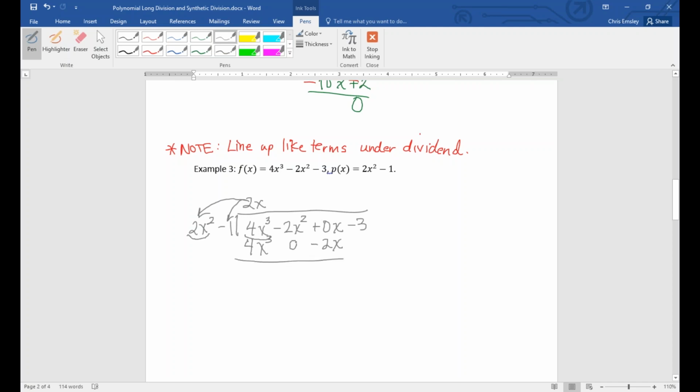So if you want to, you could put a 0 in here to keep things lined up. But again, be sure you line up your like terms. Now we're going to subtract. So we change those signs. 4x cubed and negative 4x cubed drop out. Negative 2x squared minus 0, so that doesn't change at all. Over here we're at 0x plus 2x. And then we drop down our next term.